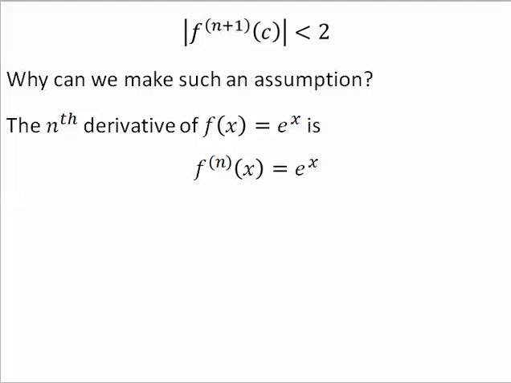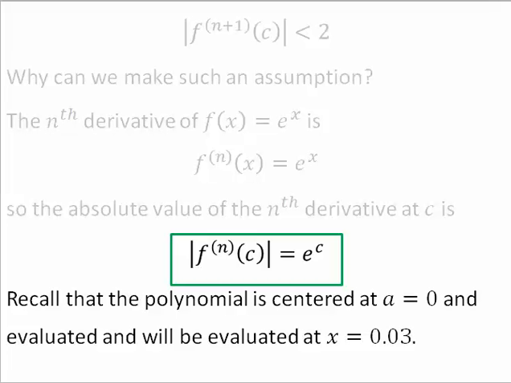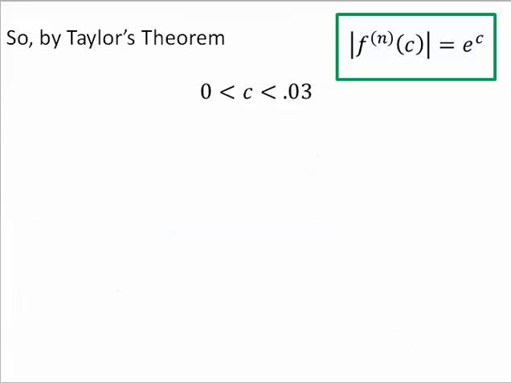If I run through the derivatives, they are all just e to the x. And so the absolute value of the n plus 1 derivative is e to the c. So remember that c is going to be between 0 and 0.03. Again, I've got that typo. It's bugging me. It's that n should be n plus 1. So if you could please just make a mental note there.